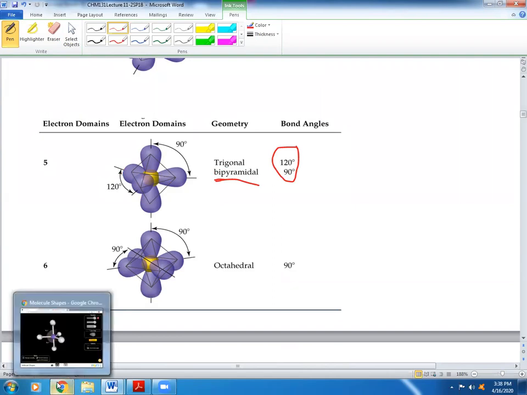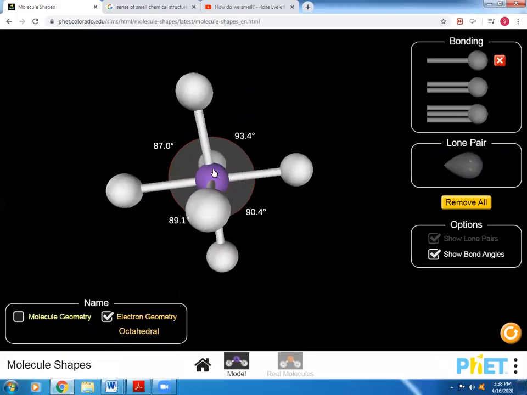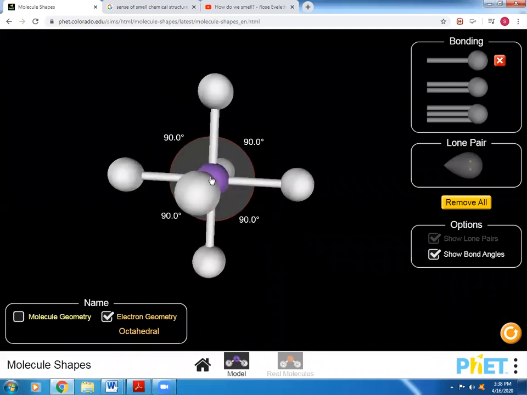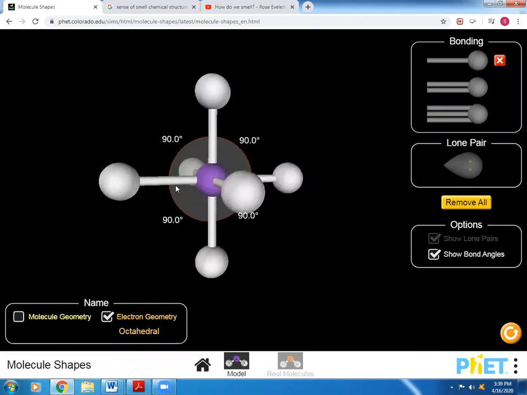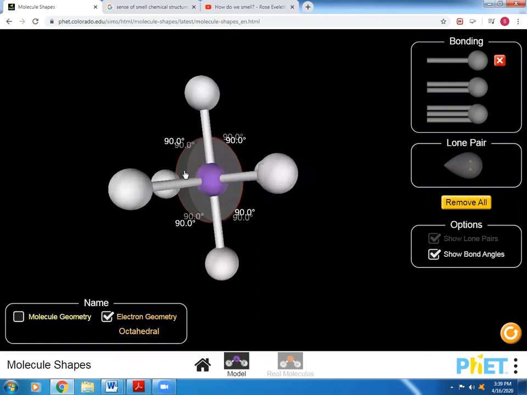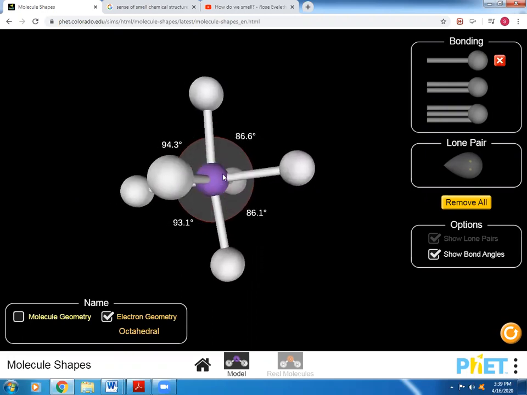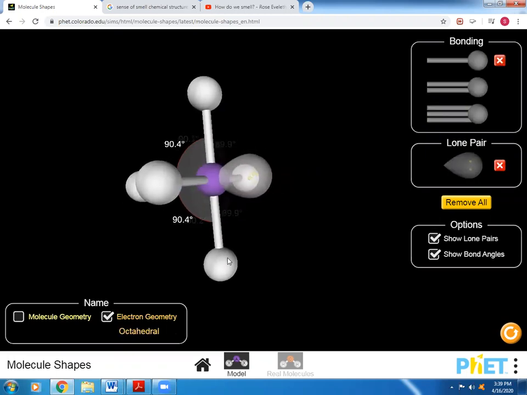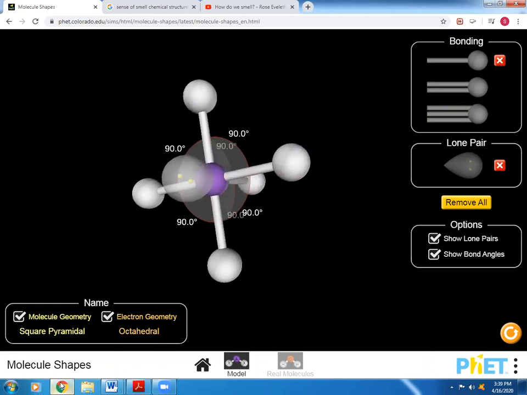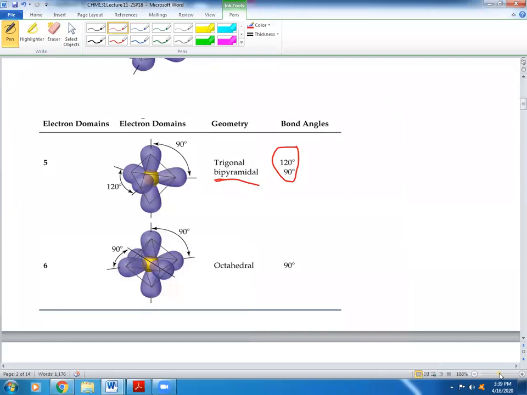And then finally, if you have 6, that's called octahedral. Octa means 8, hedral means face, so it has 8 faces. And you see that it's all 90 degrees. These are the possible structures of molecules. Of course, we're going to have some deviations when it comes to molecular geometry. Meaning that if I remove 1 and add a lone pair, things are changing. And that's basically what we're going to do now. Very well, that's the basis of it. So let's move.